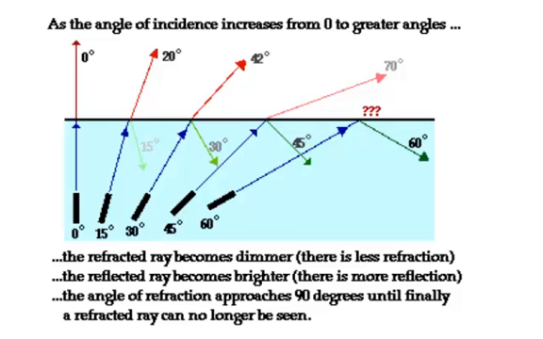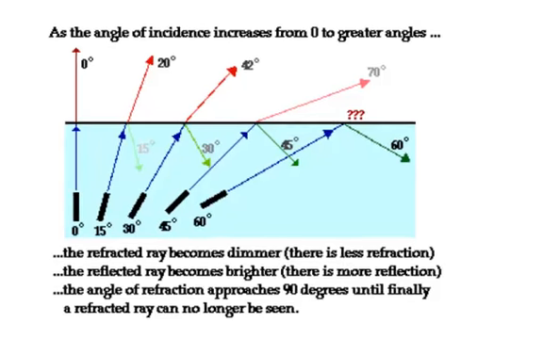Then, at some magical angle, which we're going to call the critical angle, the refracted ray disappears altogether, and all the light gets reflected back into the water. The incident ray is totally reflected back into the incident medium. It gets totally internally reflected. So, what is this magical angle?